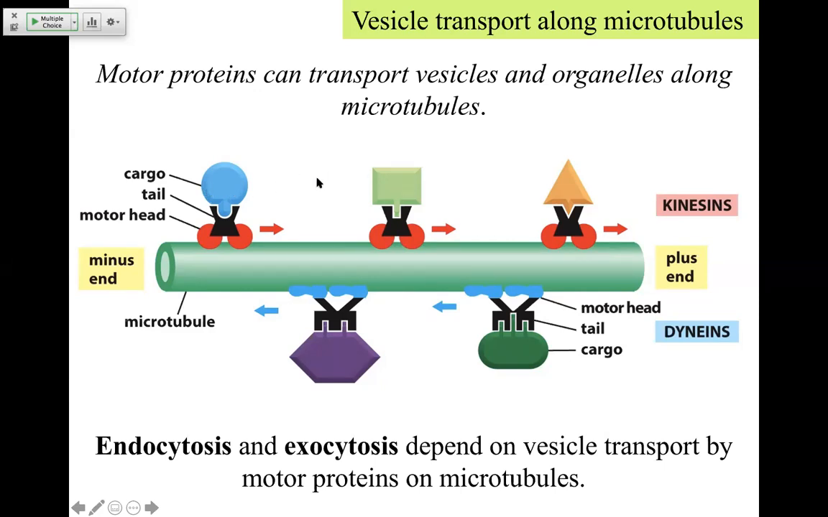So some cargo moving to the plus end, that type of cargo would often be involved in exocytosis because the plus ends of microtubules always extend towards the periphery of a cell. So kinesins will be carrying cargo involved in exocytosis, where dyneins would be involved in endocytosis, carrying cargo, let's say vesicles, an endocytic vesicle picking up food from the plasma membrane and carrying it towards the interior of the cell.